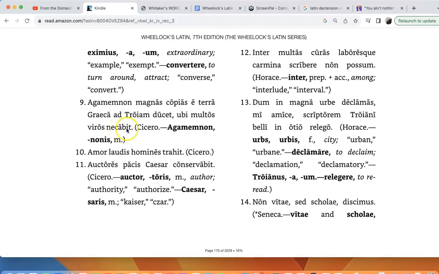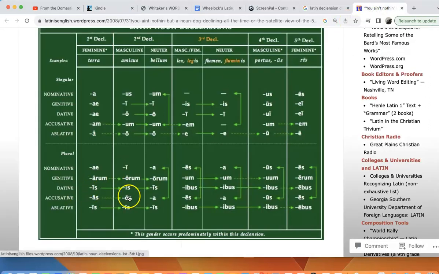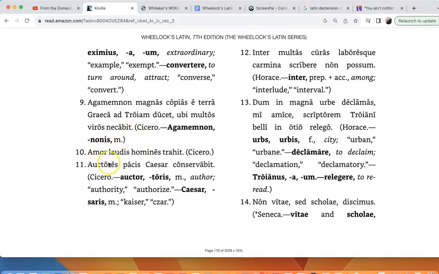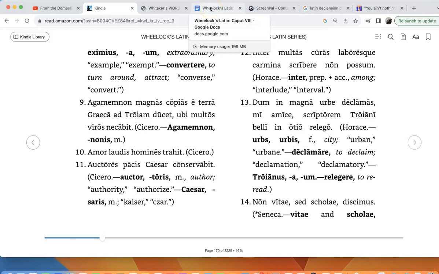So necabit means will kill, because neco, necare, necavi, necatum means to kill. And then multos viros, that is second declension accusative plural. Multos viros, many men. So that one reads fairly straightforward. And then the last one we'll do from the Sententiae Antiquae, amor laudis homines trahit, love of praise draws men. In other words, people like to be praised, people like to be flattered.